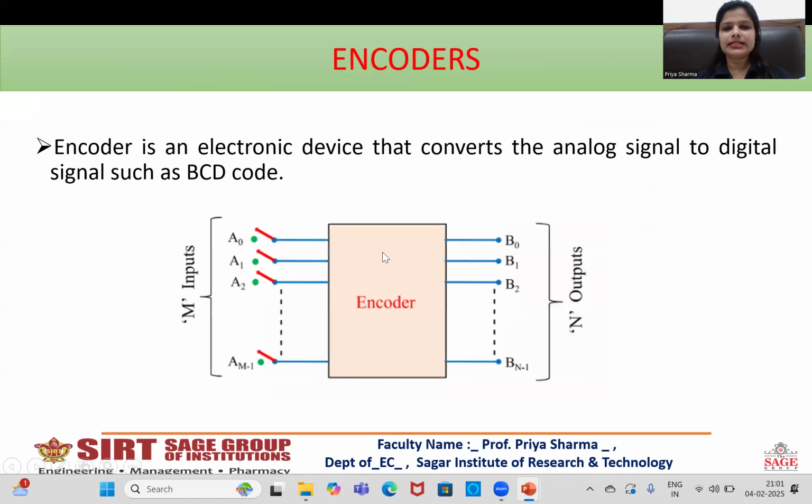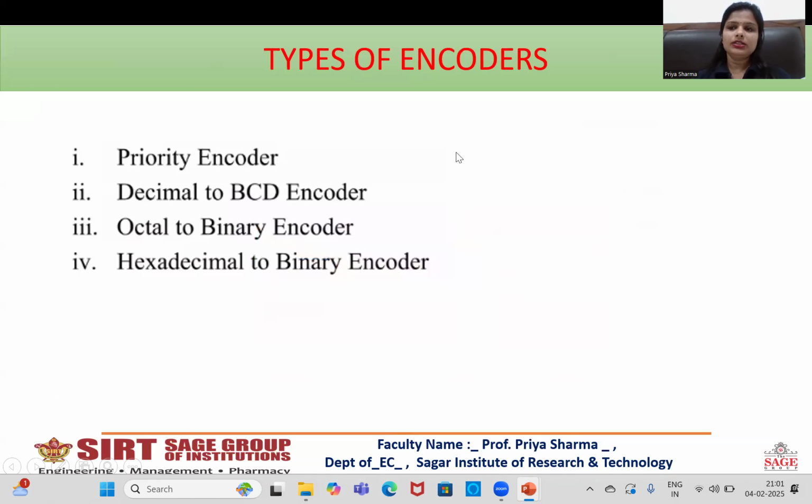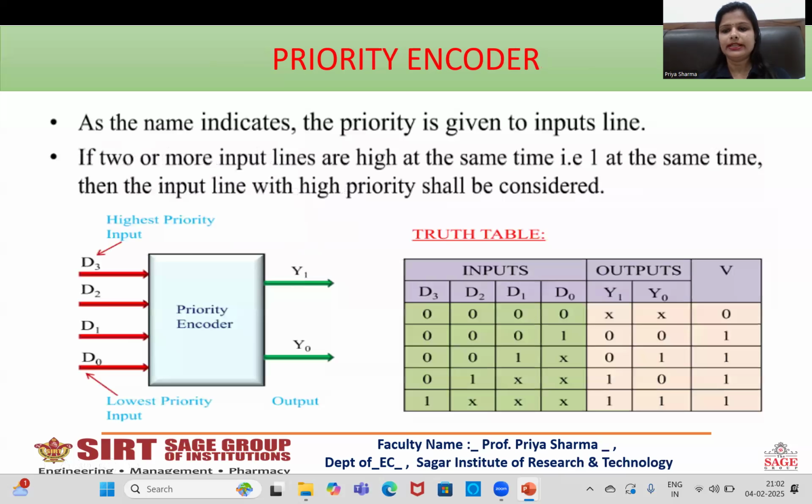So this is the basic diagram of an encoder, which is an electronic device that converts an analog signal into a digital signal, having M inputs and N outputs. We will study here three types of encoders. We have listed four: priority encoder, decimal to BCD encoder, octal to binary, and hexadecimal to binary encoders.